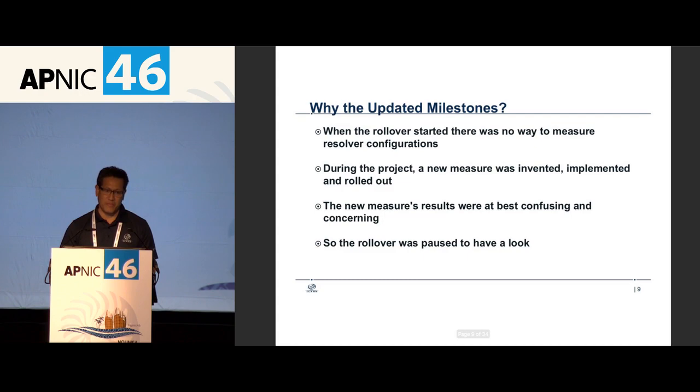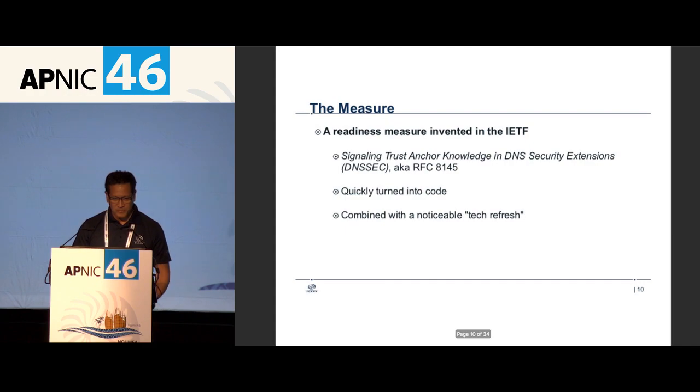So why the updated milestones? When the rollover started, there was no way to measure resolver configurations. During the project, a new measure was invented, implemented and rolled out. The new measure results were at best confusing and concerning to the communities. And so the rollover was paused, and we needed to look at these new measurements again.